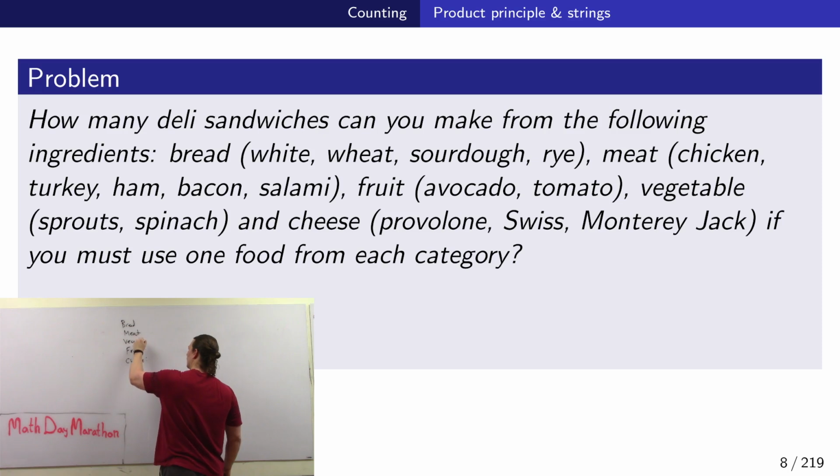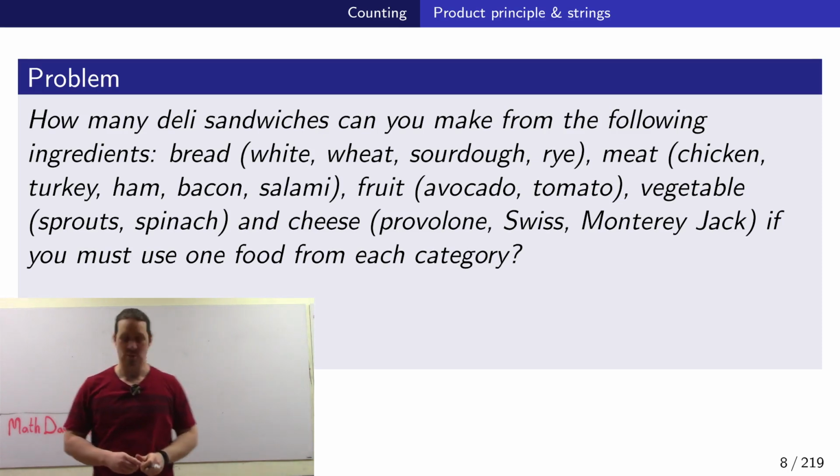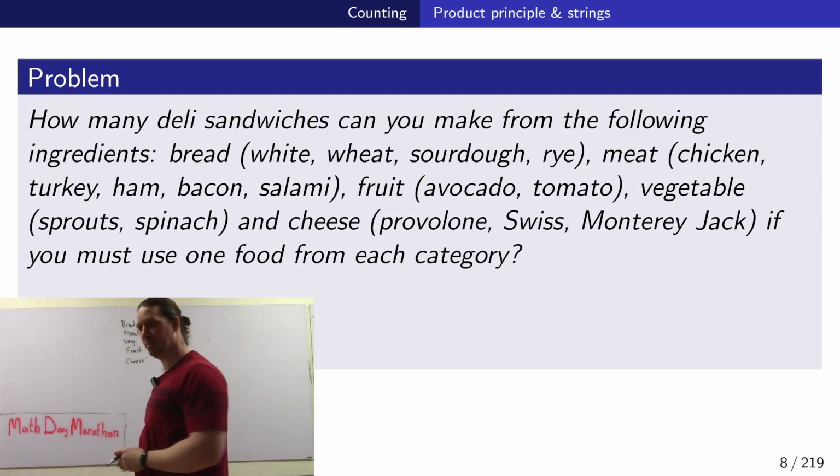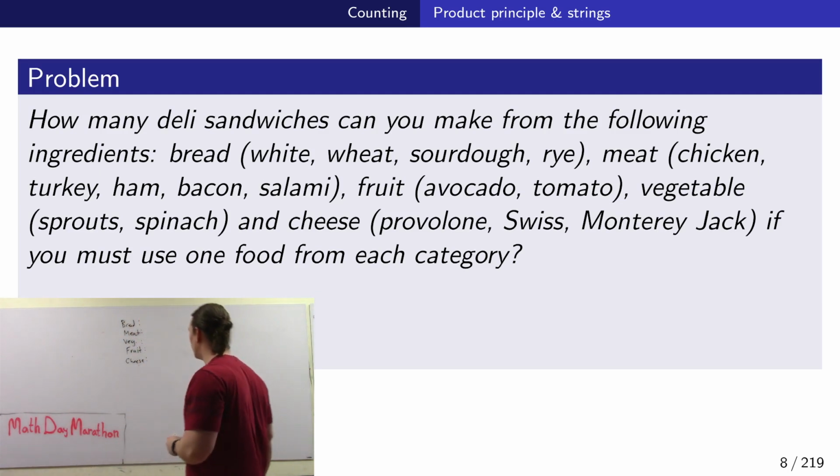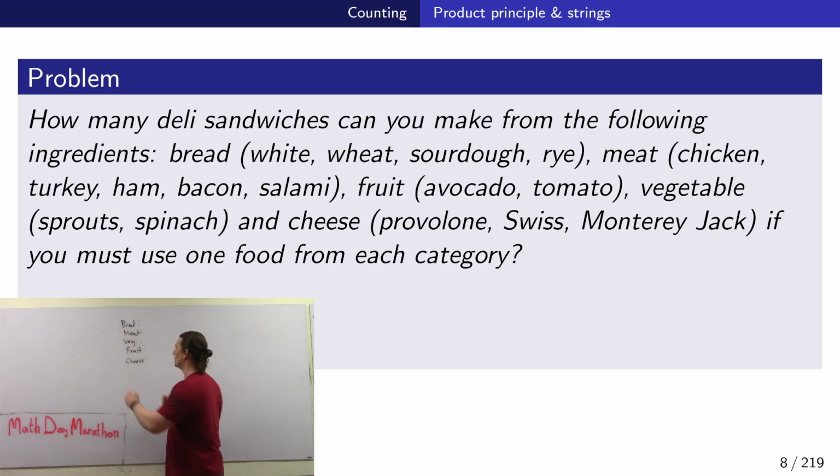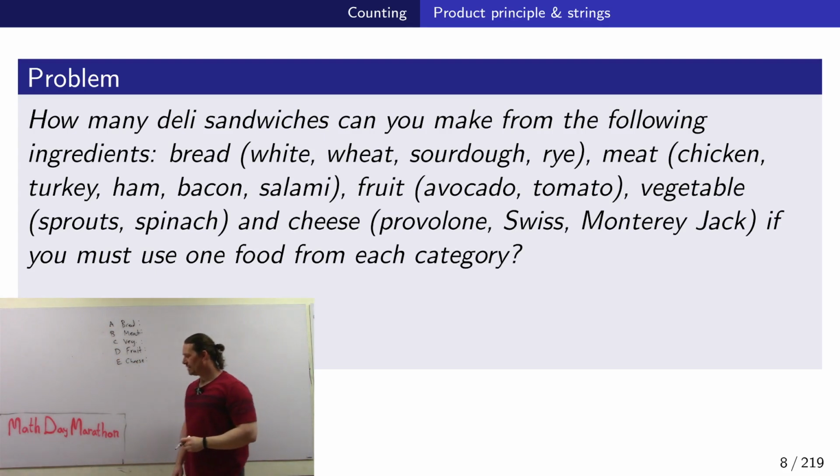Okay. And again, I hope you see that this is just a variation on a theme. Again, we're using the product principle with, I think, 5 steps now. All we need to do is articulate how many are in each of these categories. Let's just label them A, B, C, D, and E. So breads, I think there are 4 types of bread, if I remember correctly. 5 types of meat, 2 vegetables, 2 fruits, and 3 cheeses.